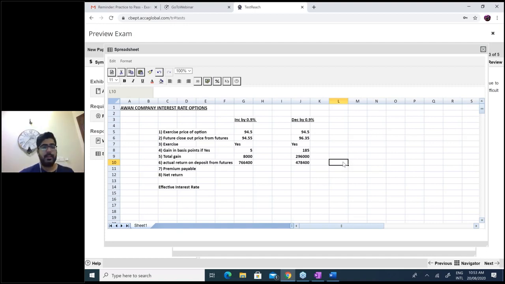Lastly, premium payable. There is a formula of premium payable as well.